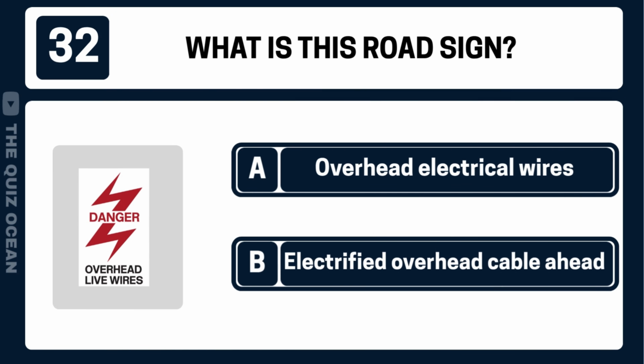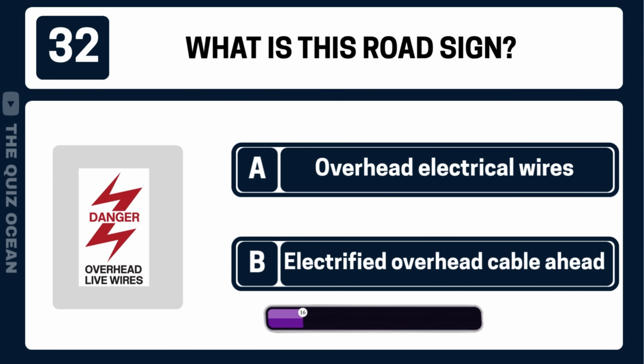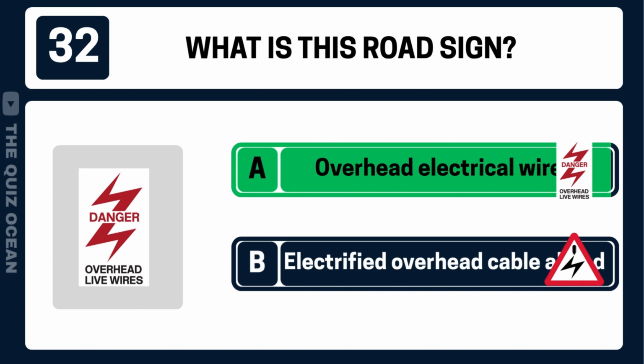What is this road sign? A. Overhead electrical wires. B. Electrified overhead cable ahead. The answer is A. Overhead electrical wires.